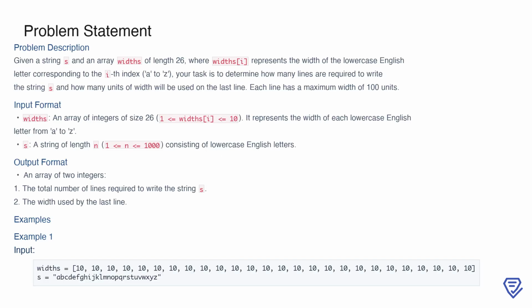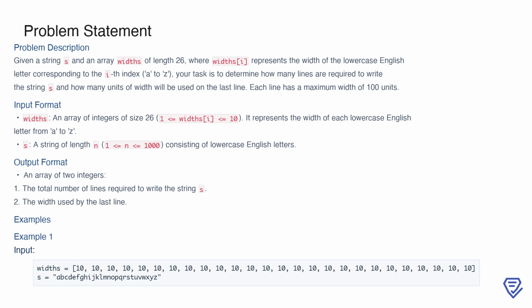In this problem, we are given a string S consisting of lowercase English letters and an array widths of size 26. Each index in the widths array corresponds to a letter from A to Z, where the value at each index represents the width of that particular letter.